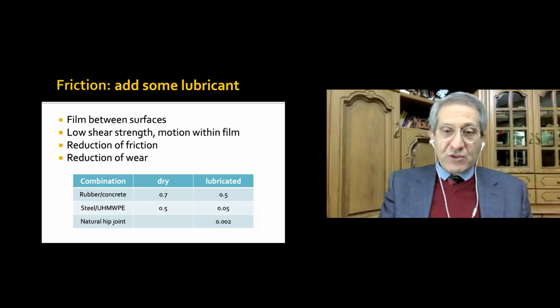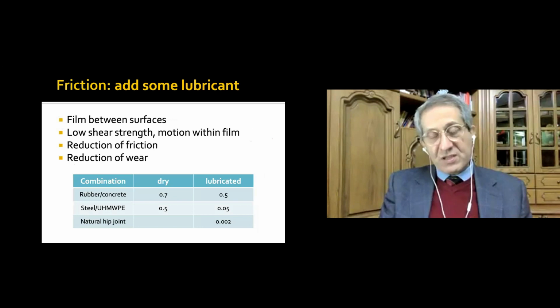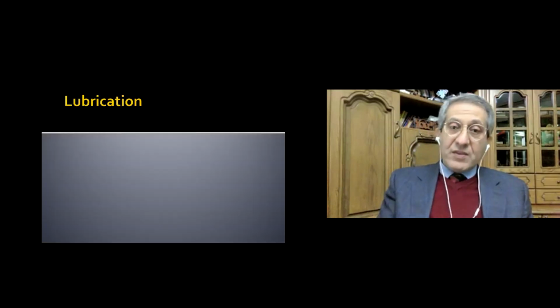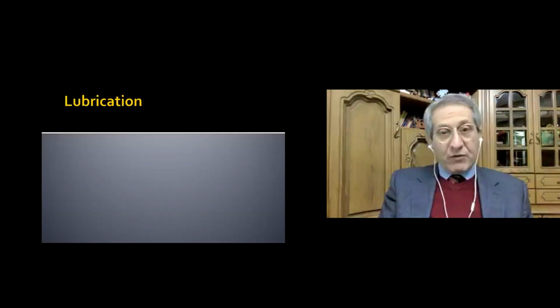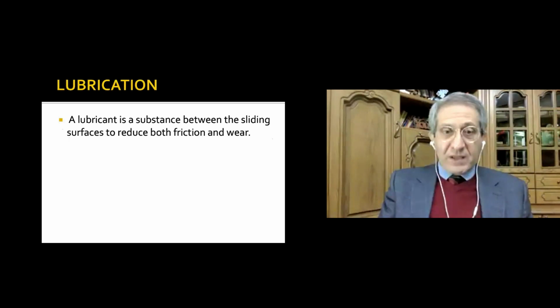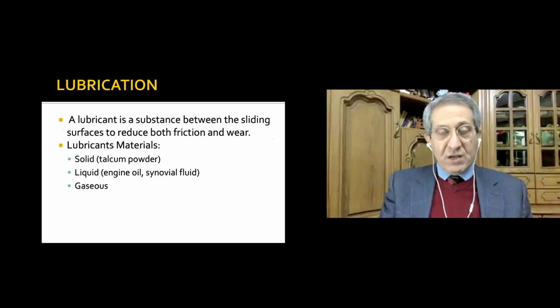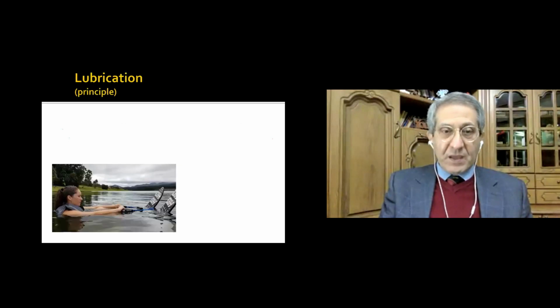Although the coefficient of friction in artificial joints is markedly reduced in the lubricated state, it is still nowhere near that of the natural joint. This brings us to the topic of lubrication. A lubricant is a substance introduced between the sliding surfaces in order to reduce friction and wear. It could either be a solid, liquid, or gas.